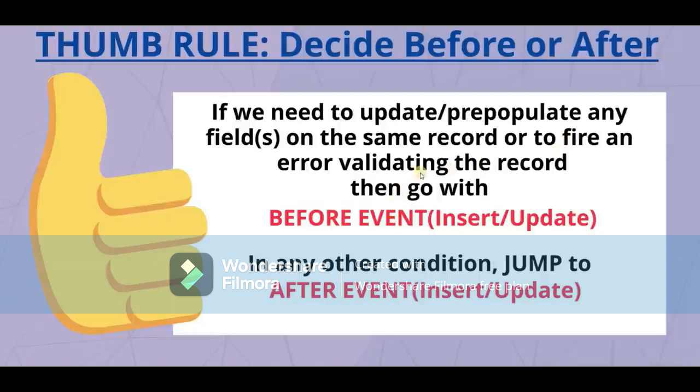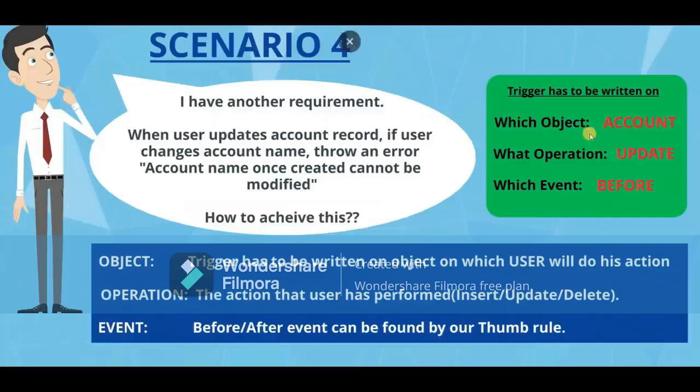In our scenario, we are trying to throw an error when the user changes the account name. As we want to fire an error, this comes under this condition. Hence, we need to go ahead with the before event. So the conclusion is we need to write a trigger on the account object on the before update event. Let's see how we'll code that in the trigger.